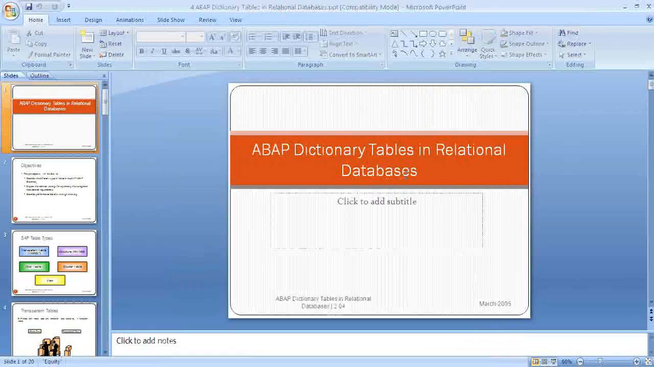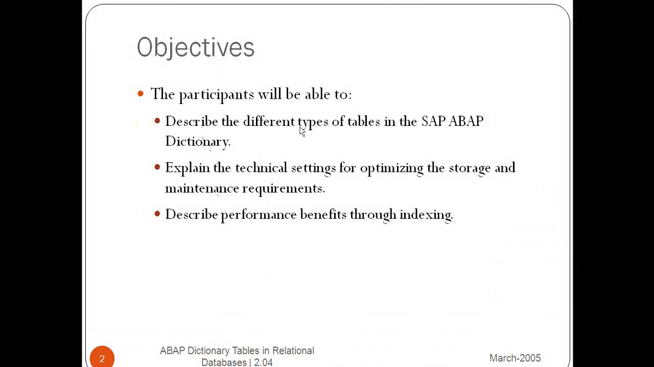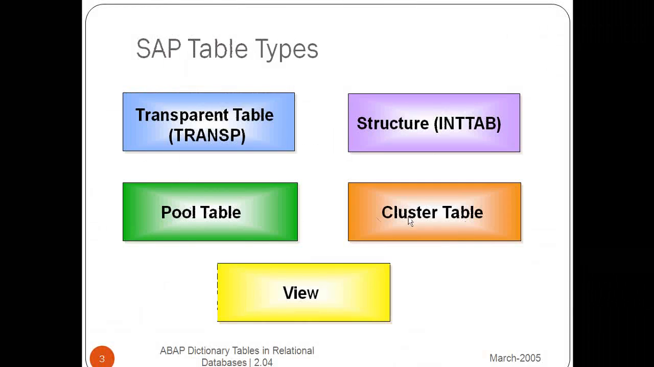Okay, now what next? Dictionary tables in a relational database. What exactly is it? Describe the different types of tables in the SAP ABAP dictionary. Explain the technical settings for optimizing storage and maintaining the requirements. Describe the performance benefit through indexing. Okay, this is also a big slide. Let's start.